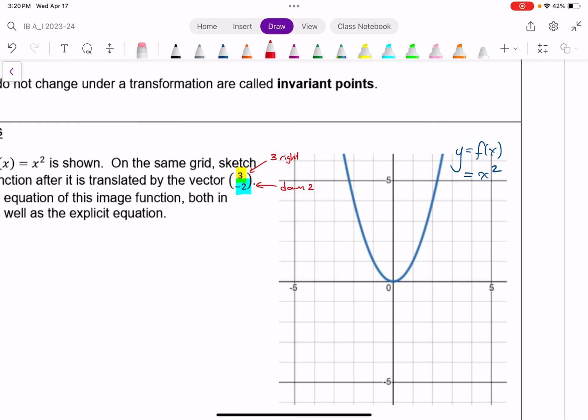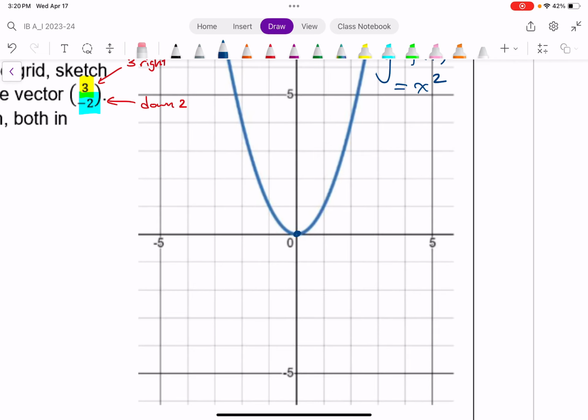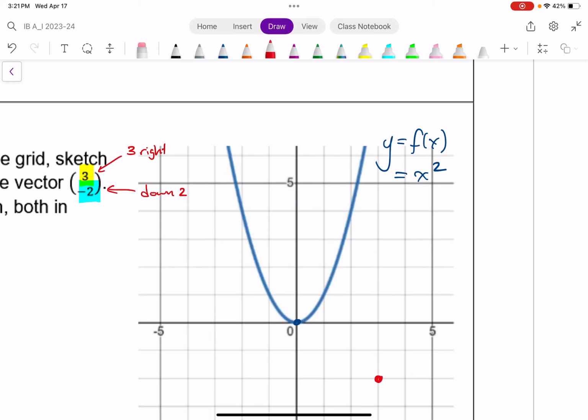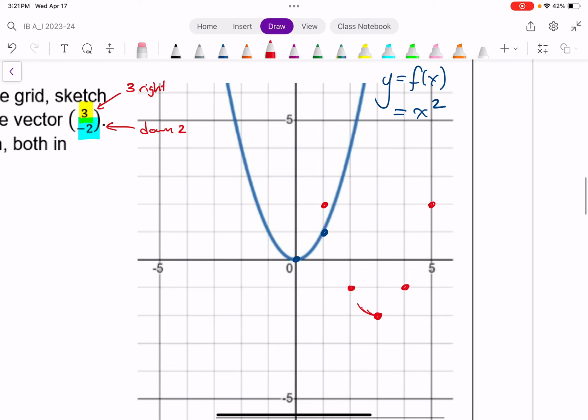And so I just want to imagine this quadratic function moving 3 to the right and down 2. Which means this vertex, instead of being at the origin, is going to be 3 to the right and 2 down. It's now right here at 3, negative 2. And I can just do the same thing to any point. For example, this point here, instead of being at 1, 1, move it 3 to the right and 2 down. It's right here. Do that a few more times, and I quickly get a carbon copy of my original shape. It's congruent to my original shape, but it's been translated.